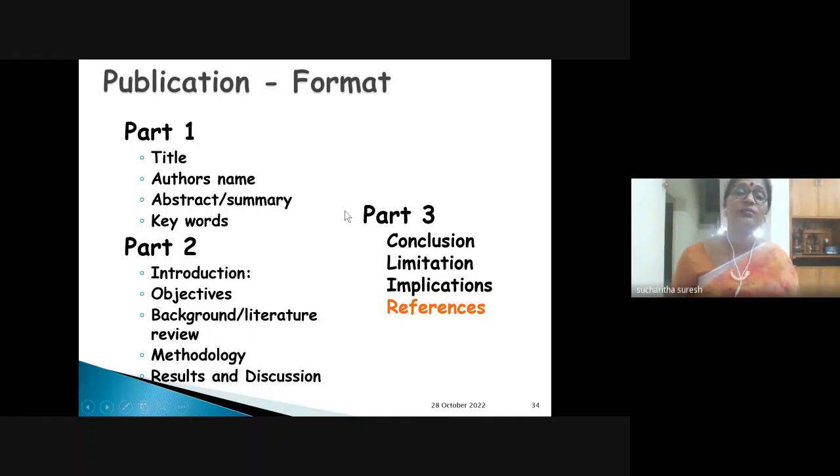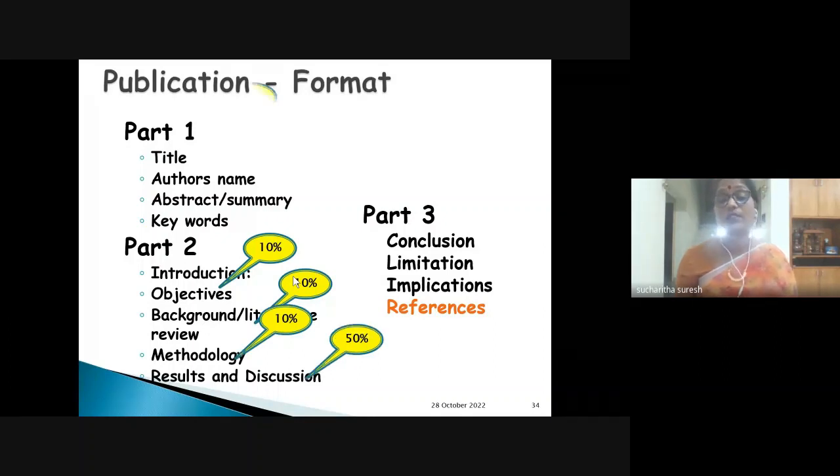Okay, so these are the areas we have to take care of while writing a publication or paper. A good paper will contain all these parameters. So the abstract, we say, should be not more than 200 or 250 words. And for the rest of the things, you can give around 10% of your total words. Introduction and objectives maybe 10%, background 10%, methodology 10%, results and discussion 50%, and then part 1 10% and part 2 10%.